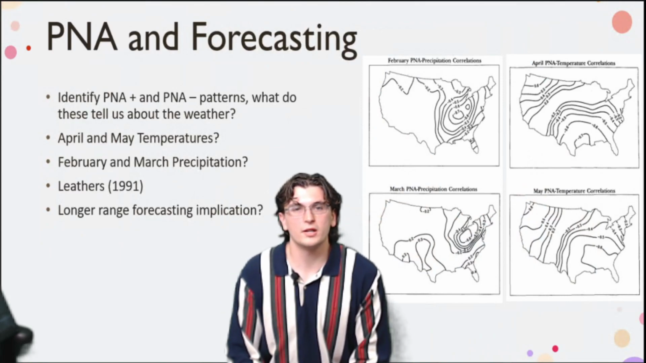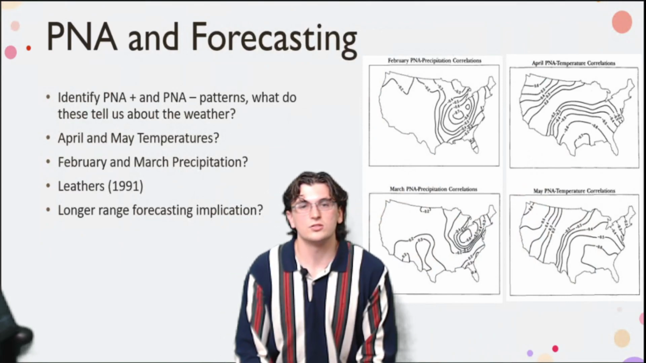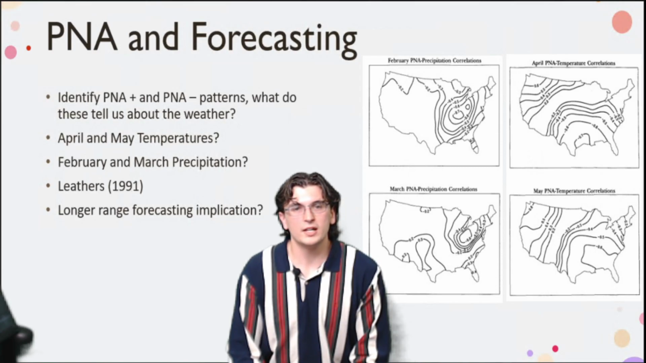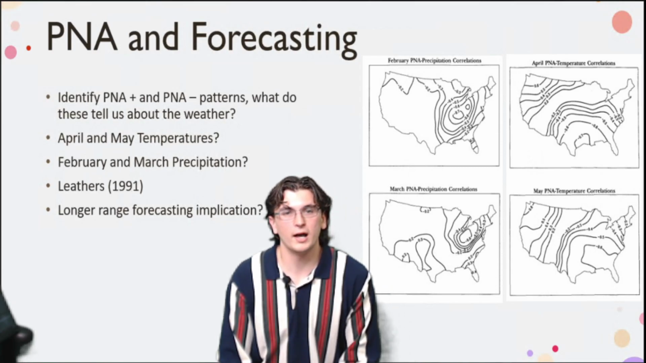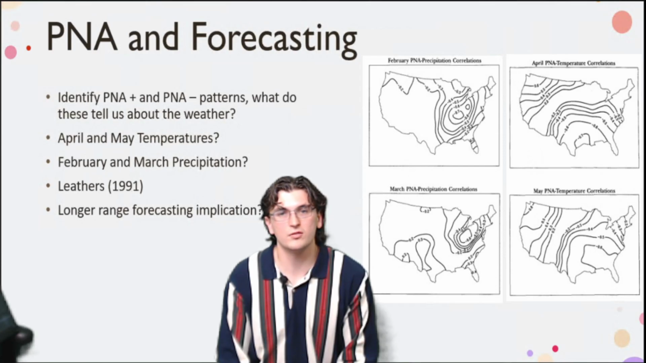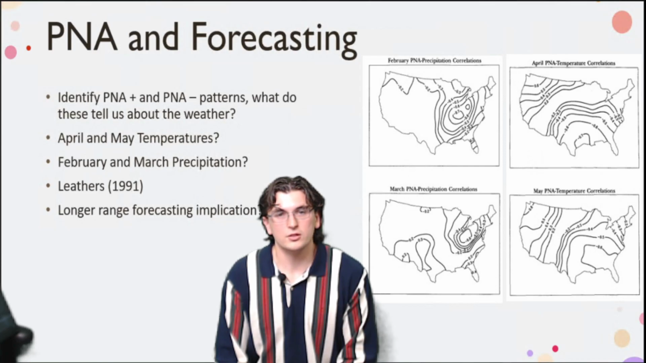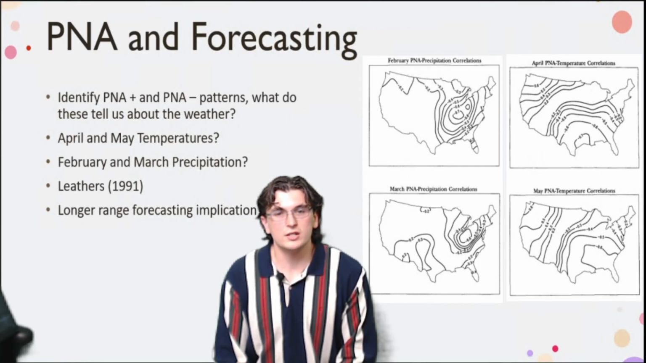Lastly, Pacific North American pattern and forecasting. So as a forecaster, being able to identify Pacific North American positive and Pacific North American negative patterns is very critical to forecasting. And being able to recognize those patterns is important because it can improve your forecast. For example, if a model is showing a positive Pacific North American pattern and it's quite a strong one, you can use that in your forecast and make calculations saying that the western part of our country will be a lot warmer and a lot drier.